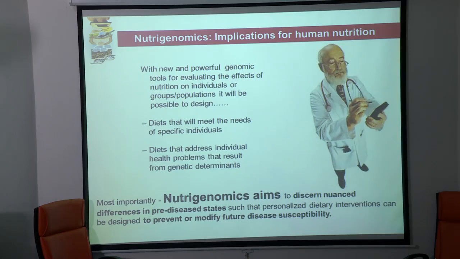Nutrigenomics aims to discern nuanced differences in the pre-disease states, such that personalized dietary interventions can be designed to prevent or modify future disease susceptibility. This is the main aim of nutrigenomics. With all these functional genomic tools for evaluating the effect of nutrition on individuals, groups, and populations, it will be possible to design diets that will meet the needs of specific individuals, as well as diets that address individual health problems that result from genetic determinants. So both nutrigenomics as well as nutrigenetics is taken into consideration.